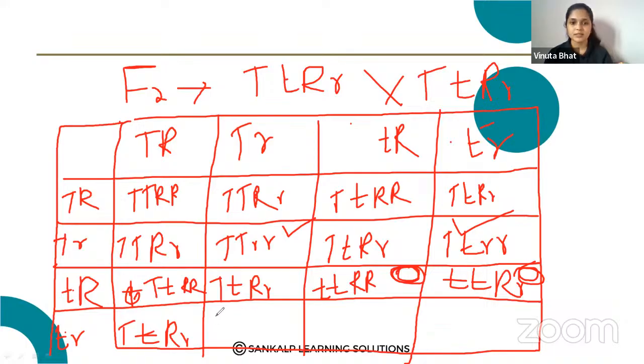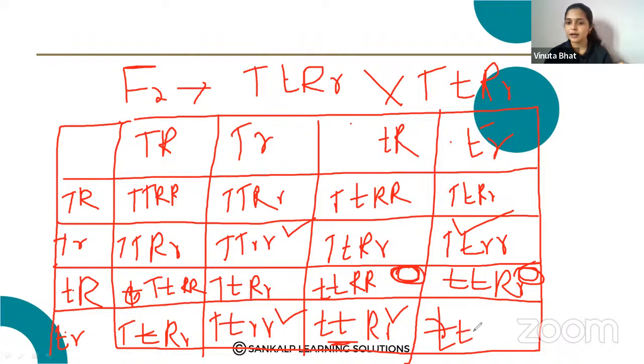Then this is capital T, small r. This is tall but producing white flowers. Next one, small t, capital R, small r. This is a red color flower producing dwarf plant. Last one, T, T, R, R. Okay, so what are the new combinations produced here? Tall but producing which type of flowers? White flowers. So they are 3 in number.